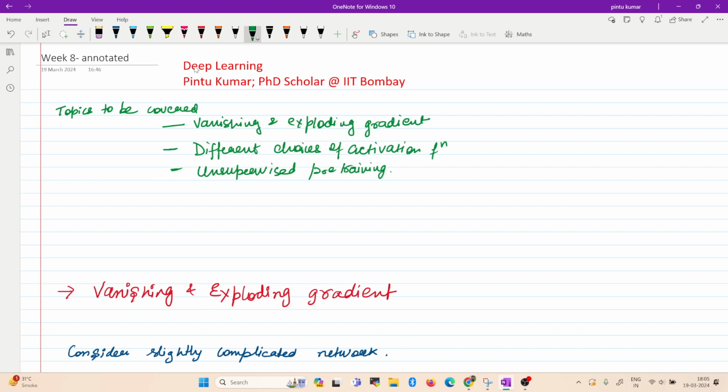The topics that we plan to cover today are vanishing and exploding gradient. What is the vanishing and exploding gradient problem? Why does it occur? We are going to discuss it. Then we'll go to different choices of activation function, then we'll look at unsupervised pre-training. This is the broad plan for today, and we'll do some questions related to these topics.